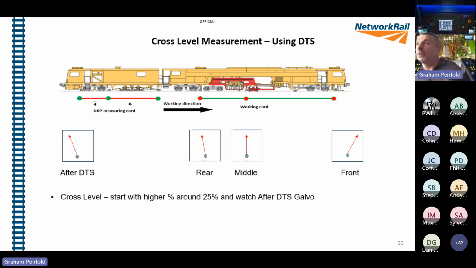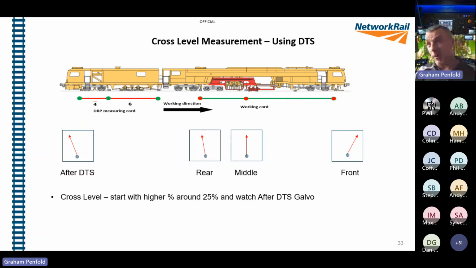So moving on, if you were using DTS, you've got to keep a bit more of an eye on it. So what would happen, as you can see, the right hand on the front, you'd be out of cross level. The working area comes on, always corrects it. You lose a tiny bit again because of the axle weight to the machine. And then after DTS, because DTS is settling the track, you may also lose more cross level. There are features on the DTS that take into account cross level as well, but by the nature of the beast, you may lose a bit more.